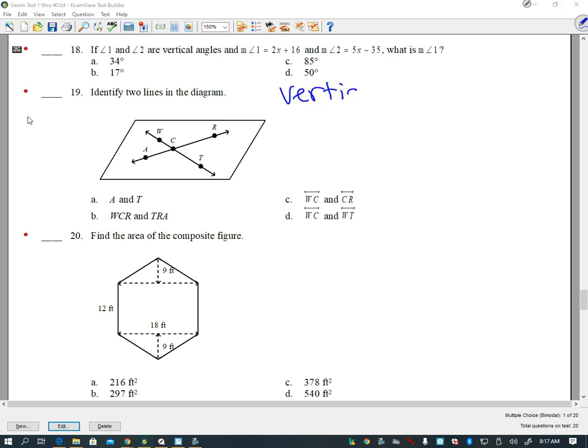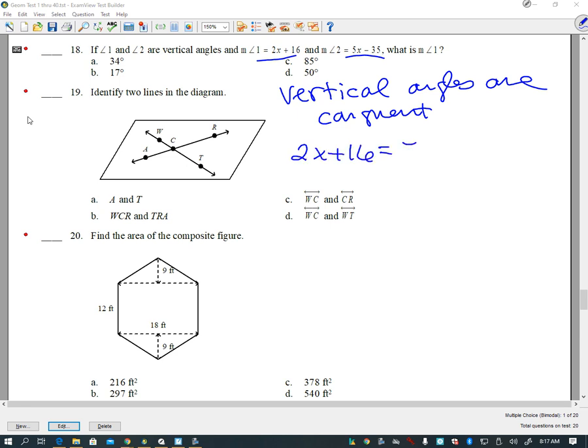Vertical angles are congruent. Okay, what does that mean I can do with these values? Set them equal to each other. 2x plus 16 is equal to 5x minus 35. Okay? This works because they're vertical angles.